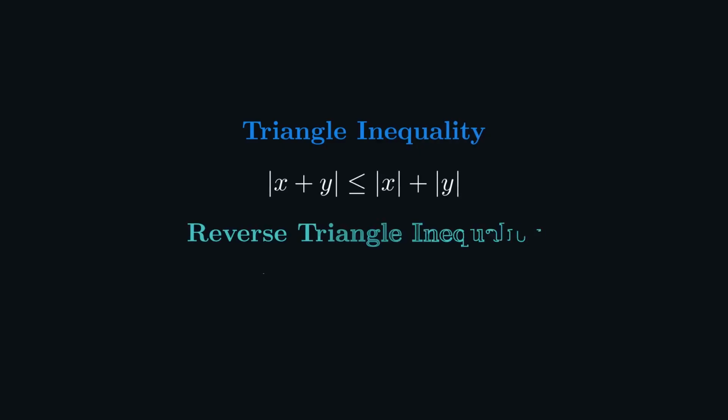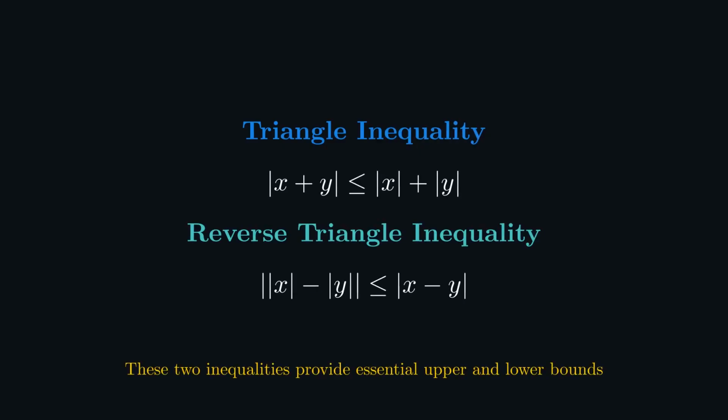To wrap up, the standard triangle inequality gives an essential upper bound, while the reverse version grants a rigorous lower bound.